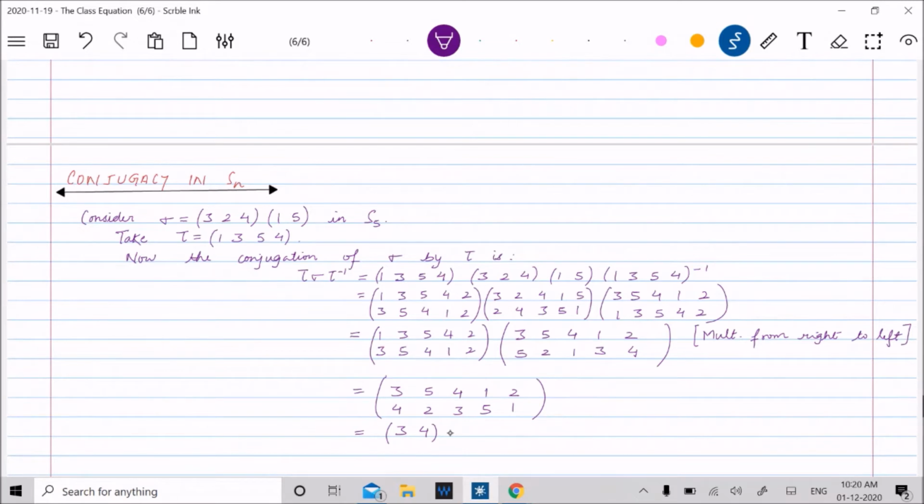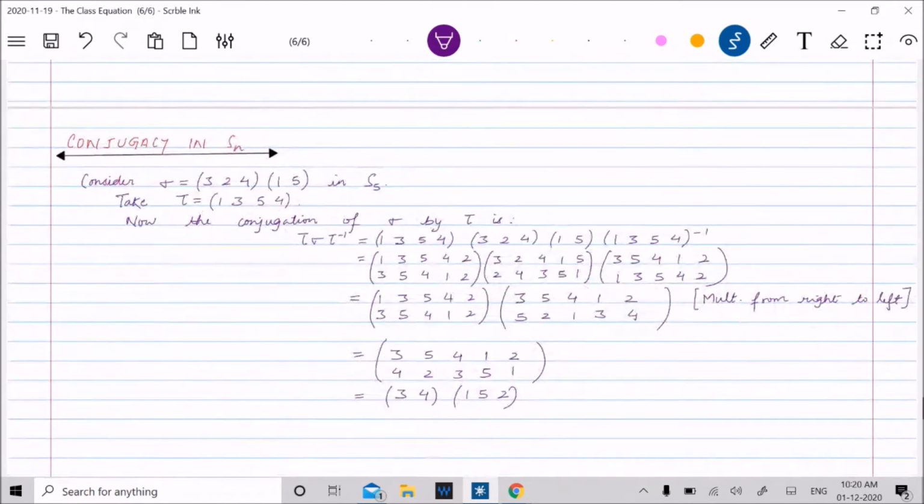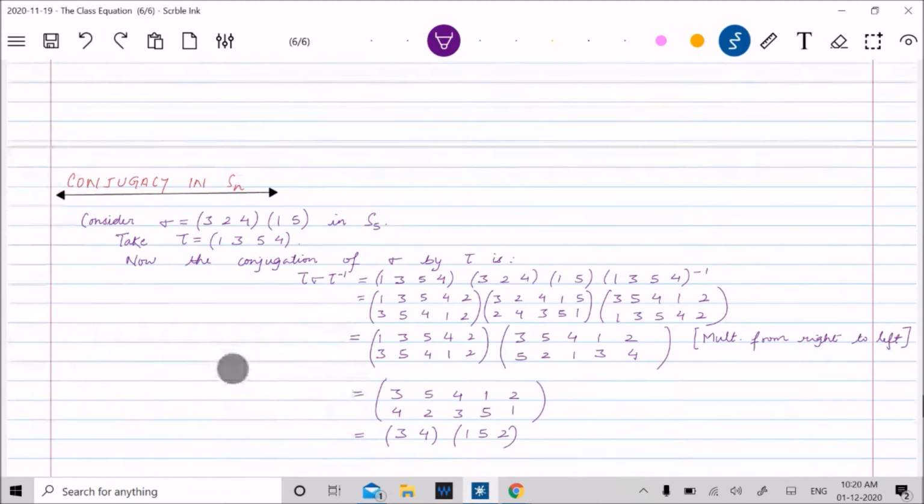So 3 maps to 4 and 4 maps to 3. So that's why this is the first cycle. And then I will write that 1 maps to 5 and 5 maps to 2. This is the second cycle. So you can see the cycle structure. These are actually two cycles. The one is a 2 cycle and this is a 3 cycle, right?